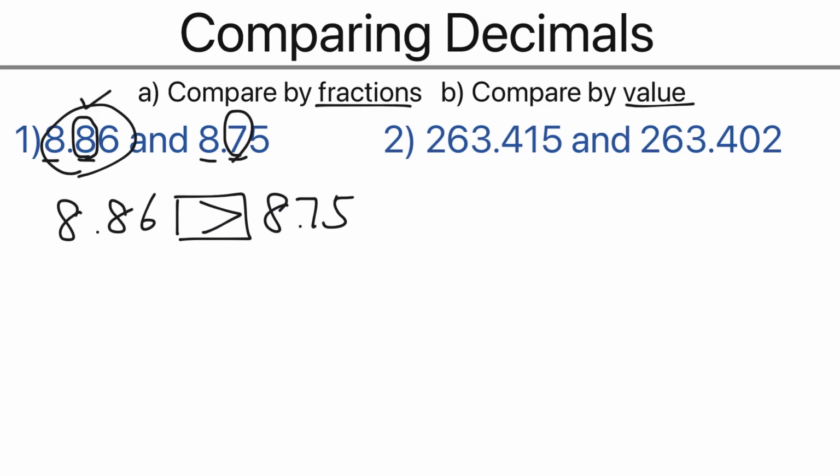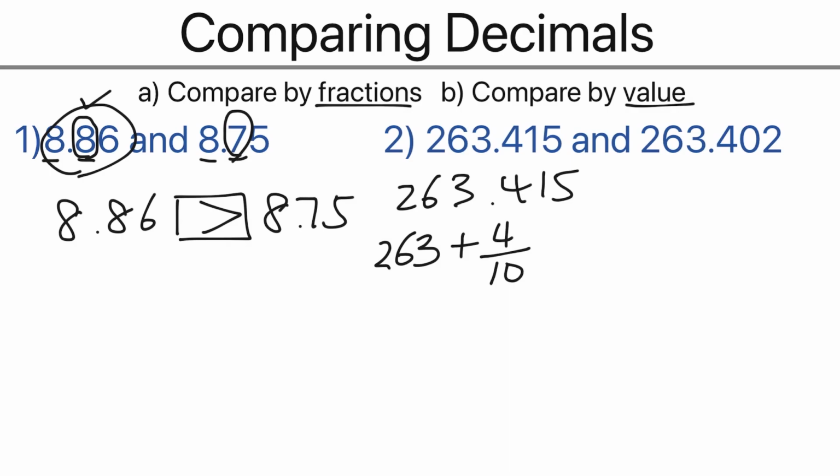And for the second example, 263.415 and 263.402, we'll also compare them by both the fraction method and the value method. For the fraction method, we have 263.415. So what we're going to do is separate them like so: 263 plus 4 over 10 for the tenths value, 1 over 100 for the hundredths value, plus 5 over 1000 for the thousandths value.